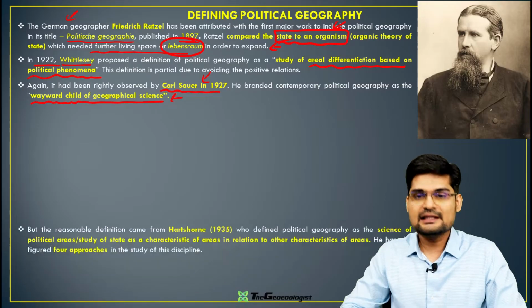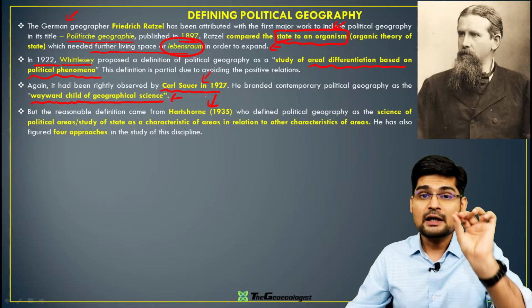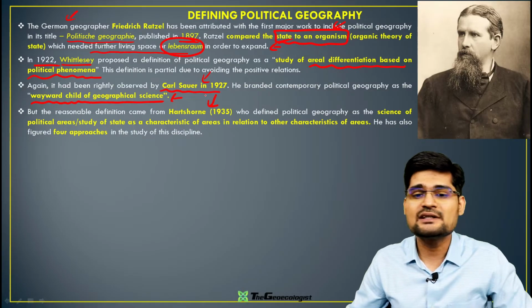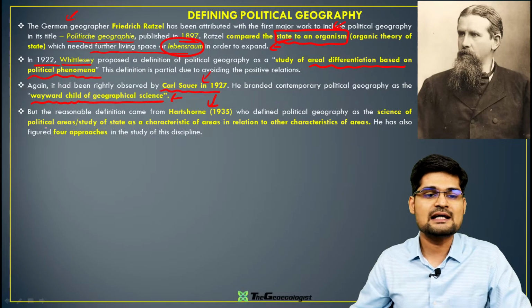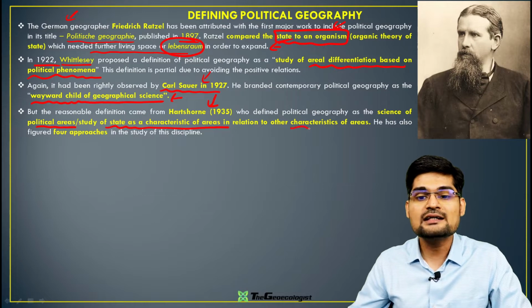geographical science. Then, further, the definition by Richard Hartshorne, which is the most accepted definition in modern geography. He talks about the science of political ideas, the study of the state as a characteristic of areas in relation to the other characteristics of the area.